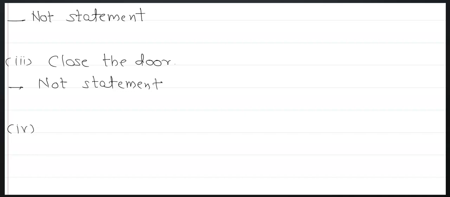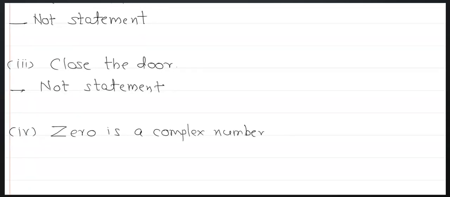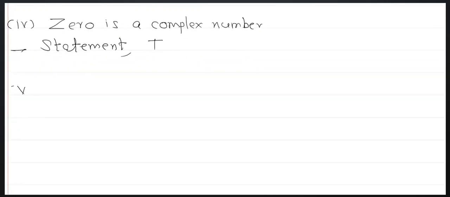Next, fourth one. 0 is a complex number. It's a statement. Its truth value is T, because in the set of complex numbers there is 0. Next, please get me breakfast.